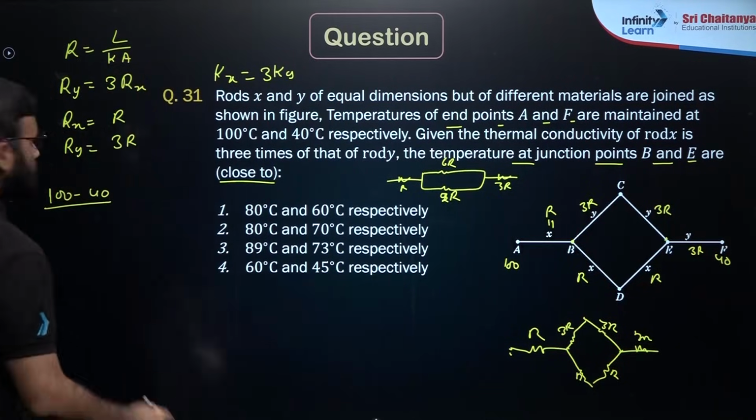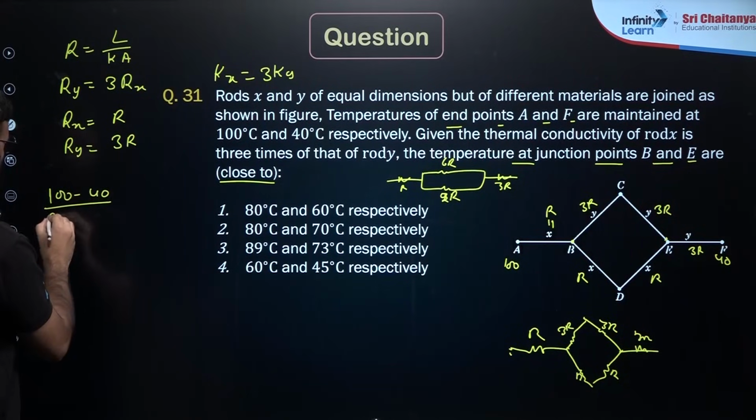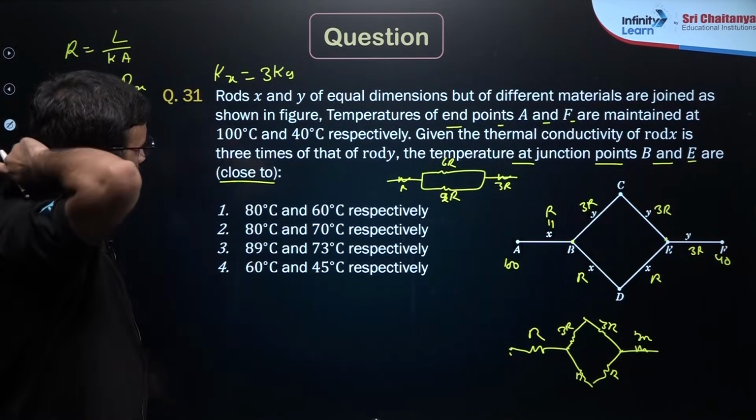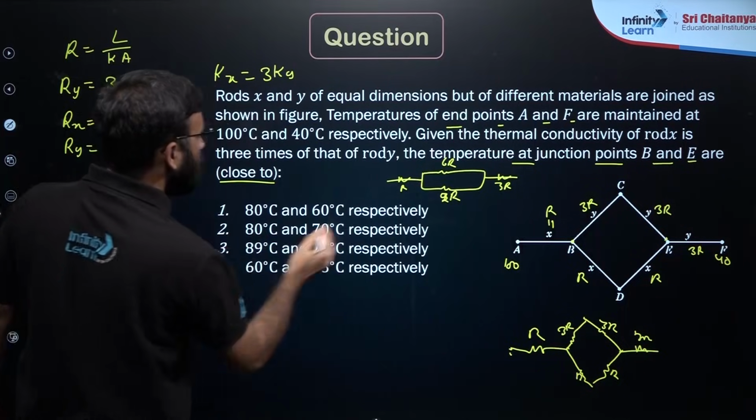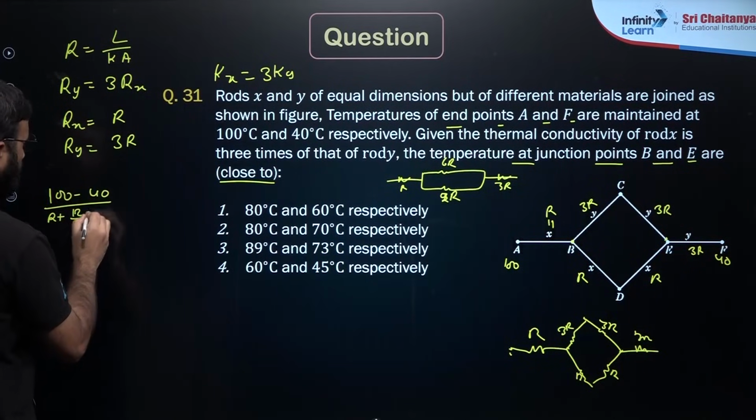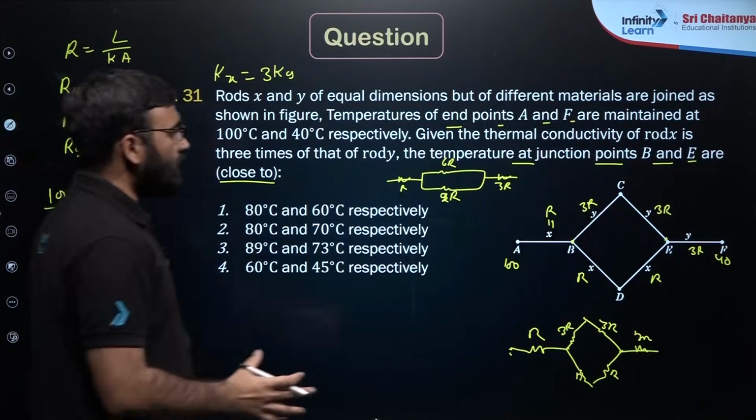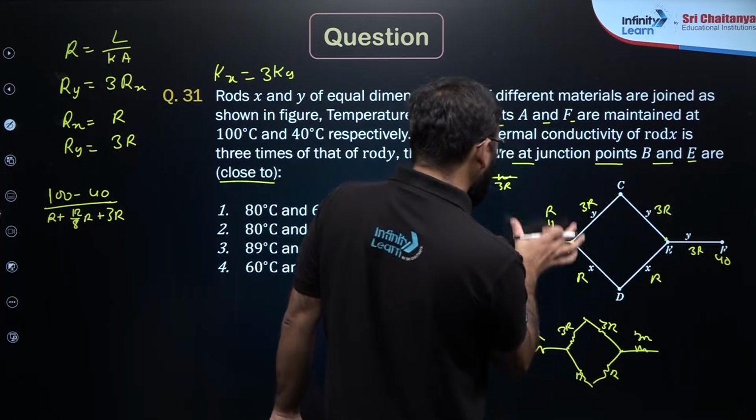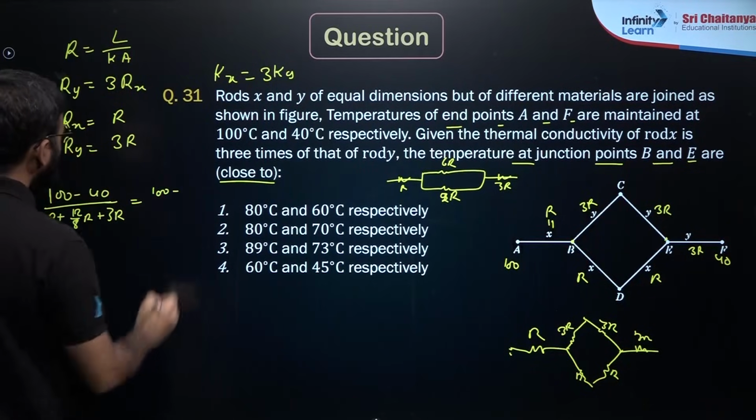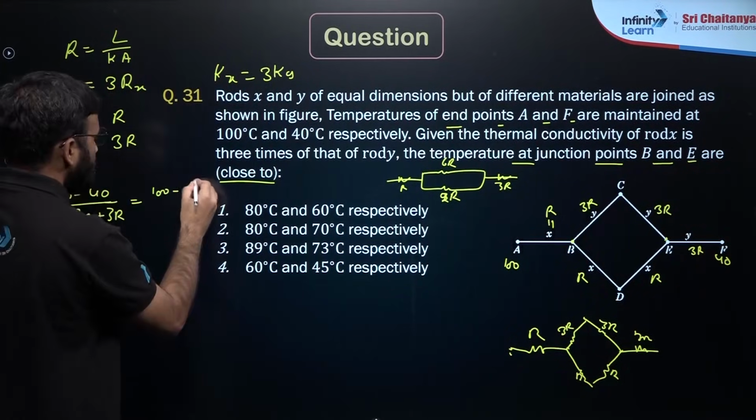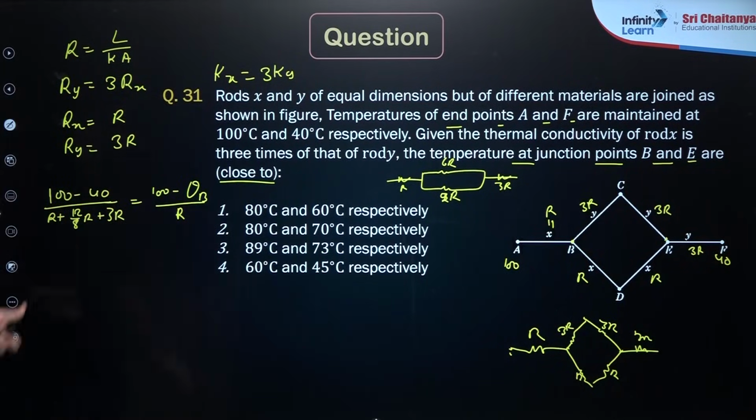So what is my total resistance? Both are in parallel and all three are in series. So what is this one? R plus 6 into 12 divided by 8. 6 into 2 is 12, divided by 8, into R, plus 3R. So this is the complete current in my complete circuit, but I am applying it only in this segment: 100 minus theta B, the junction point temperature, divided by the resistance of this segment, that is my R. So this one you can solve, just calculation.